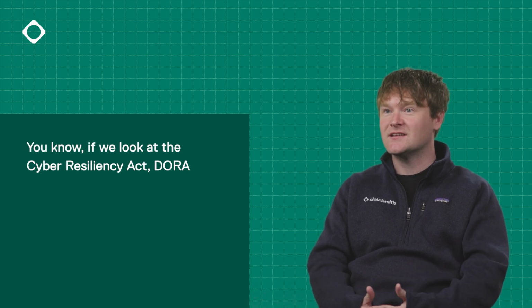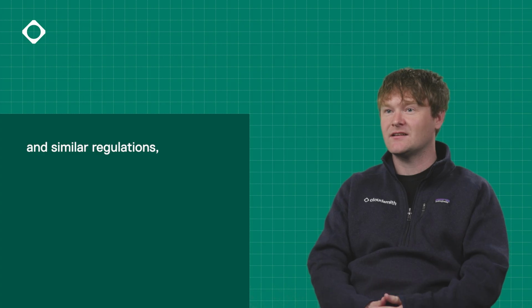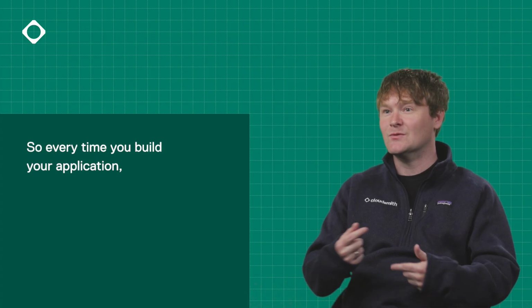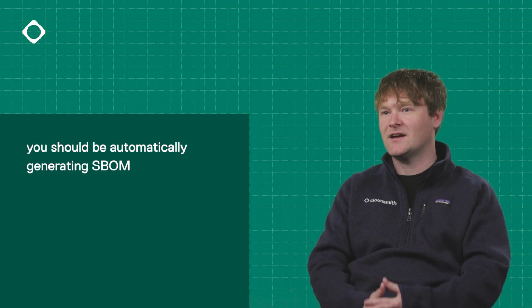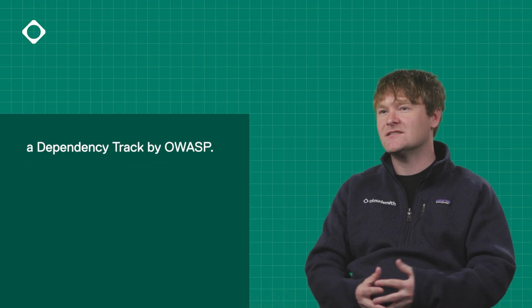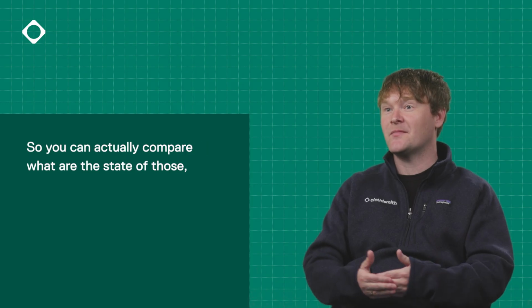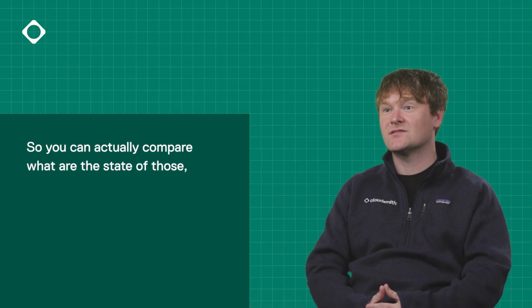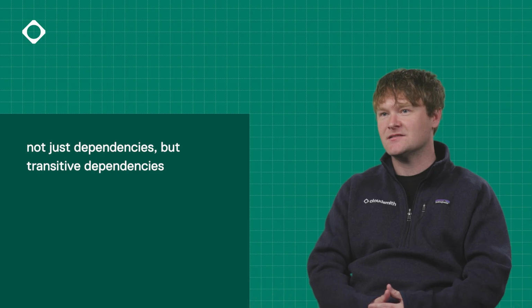If we look at the Cyber Resilience Act, DORA, and similar regulations, they mention this has to be generated at the build process. So every time you build your application, you should be automatically generating an SBOM and naturally storing them in something like Dependency-Track by OWASP, so you can actually compare the state of those, not just dependencies, but transitive dependencies and vulnerabilities.